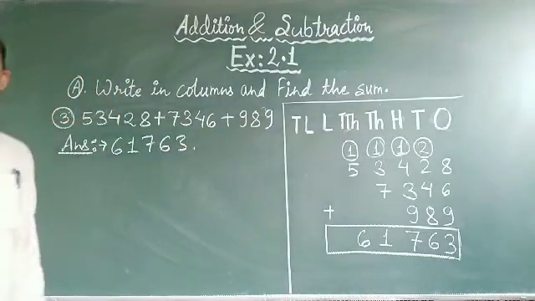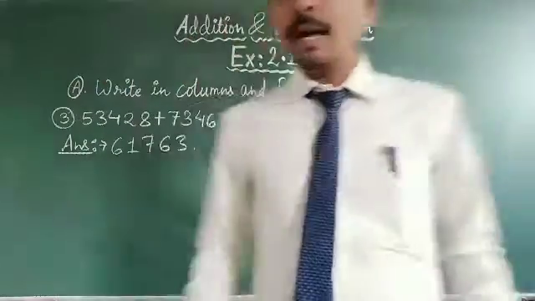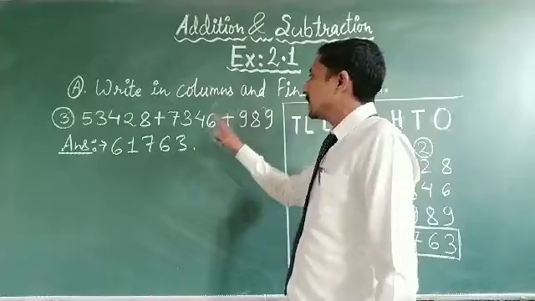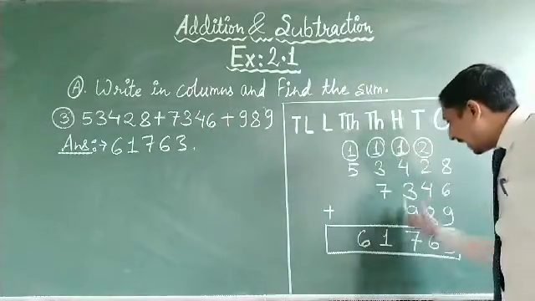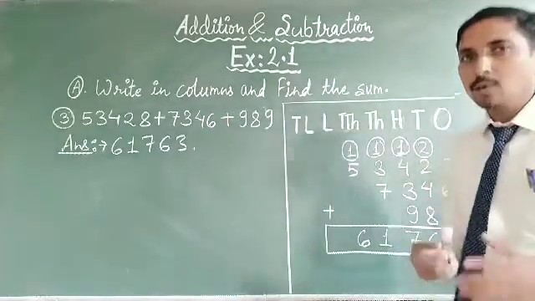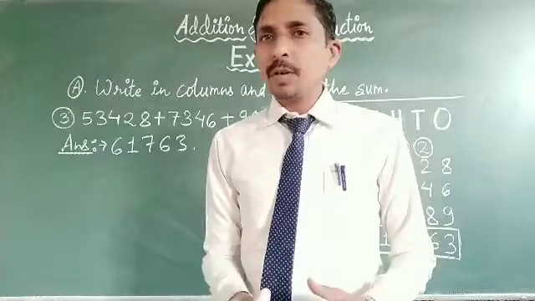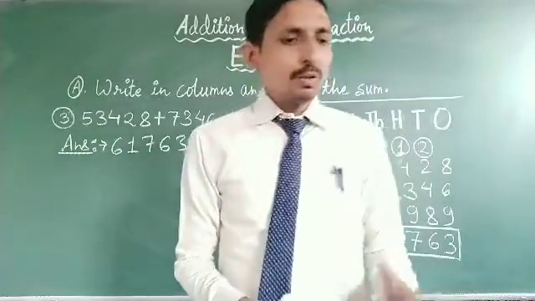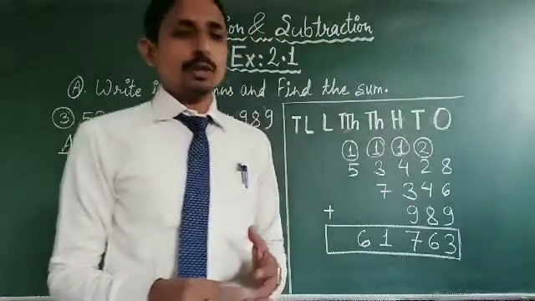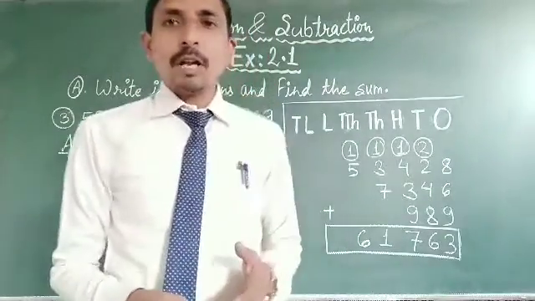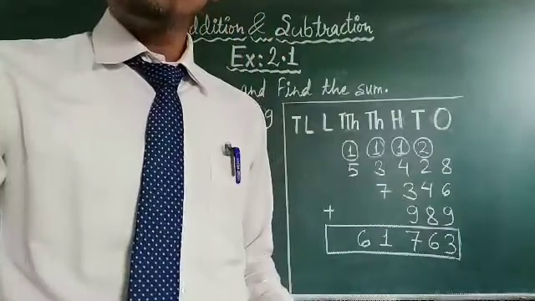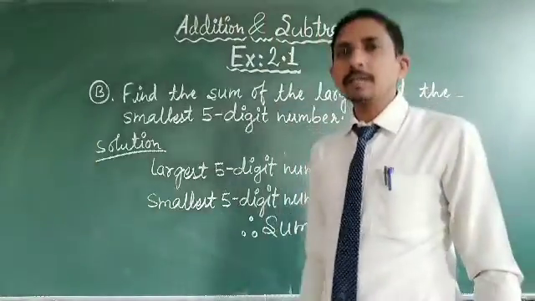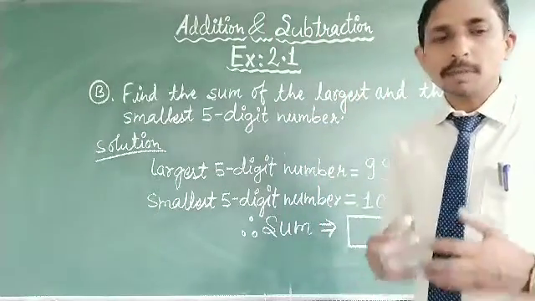So in this way, in question number A, what we have to do? First we have to write the numbers in column and do the addition process. And I hope addition is not difficult for you. So that's why you can easily add the numbers. So the remaining questions in question number A, you attempt yourself in your PC copy. Okay? Okay students, now we come to question number B.